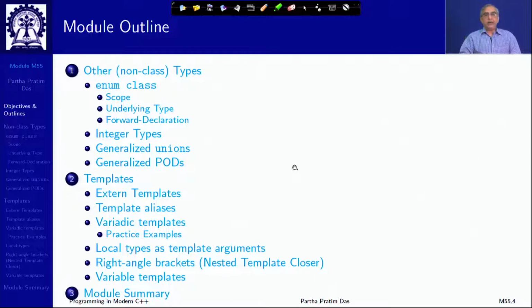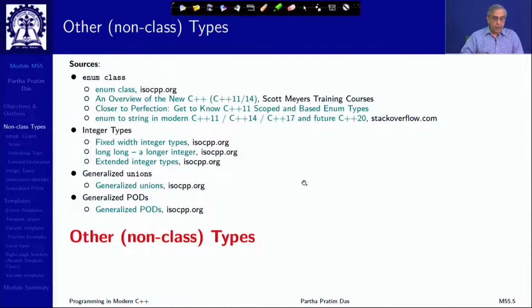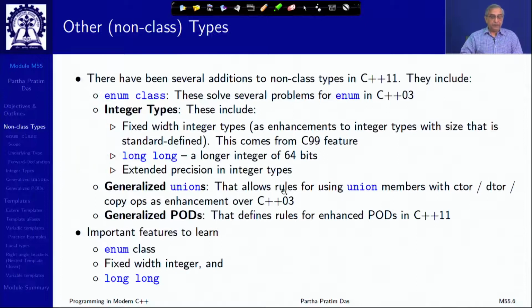So, here is the outline, which as always will be available on the left panel. So, first we will discuss non-types or non-class types, so to say, other types. There are quite a few of them.